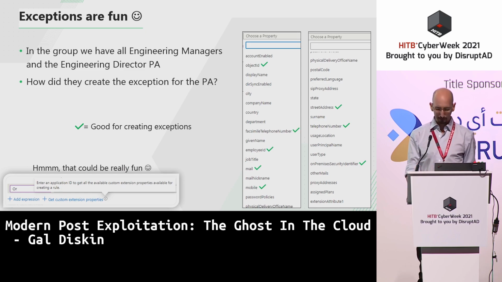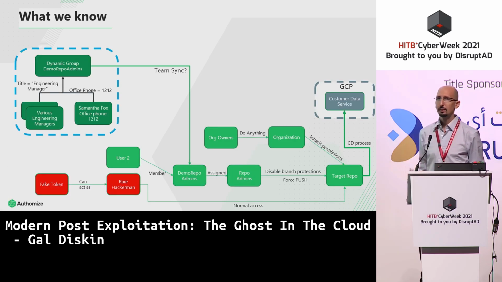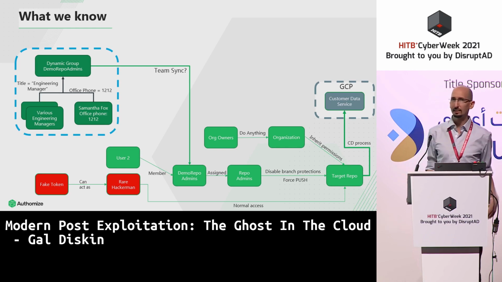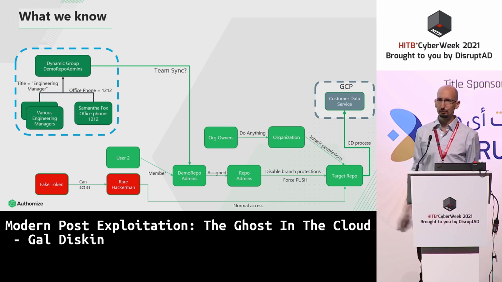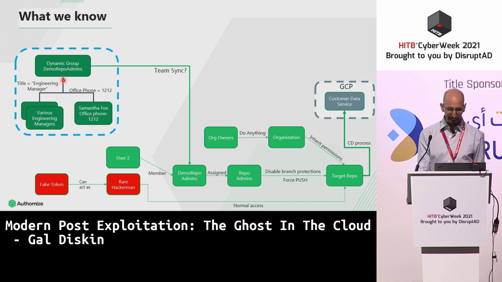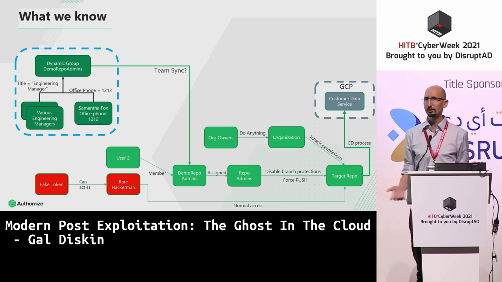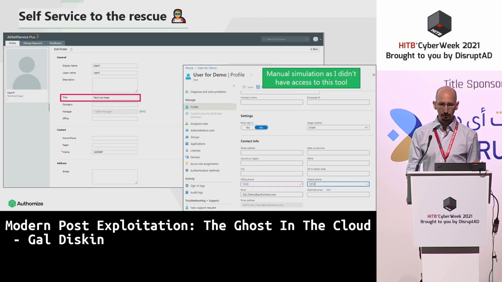So under the assumption that this person is actually using this, and we're guessing that it's either the office phone or the mobile phone or the fax number that was used there, now we have this understanding of the organization. We know now that there is a dynamic group that we are guessing is team synced to the team in GitHub that has the same name. And we know that Samantha Fox, who is the PA, has access to this group probably through the office phone. I'm cheating here because I already know the answer, so I wrote the office phone, but you're going to assume it's one of the attributes that you want to control.